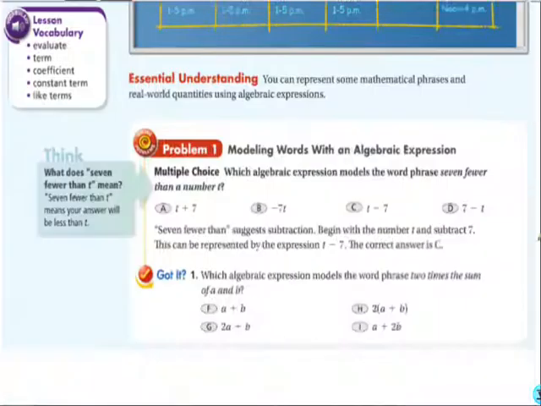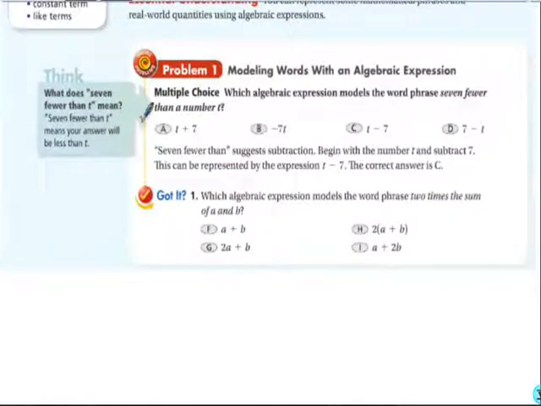Algebraic expressions, this stuff, you guys know this stuff. Here we're going from numbers and variables to words, from words to numbers and variables. So 7 fewer than a number T, that's C. They got it. Which algebraic expression models the phrase 2 times the sum of A and B?